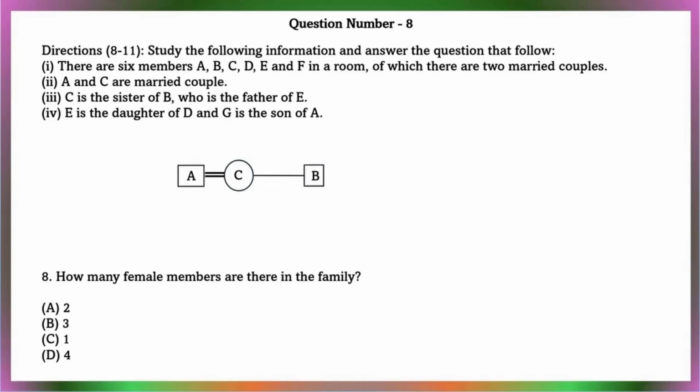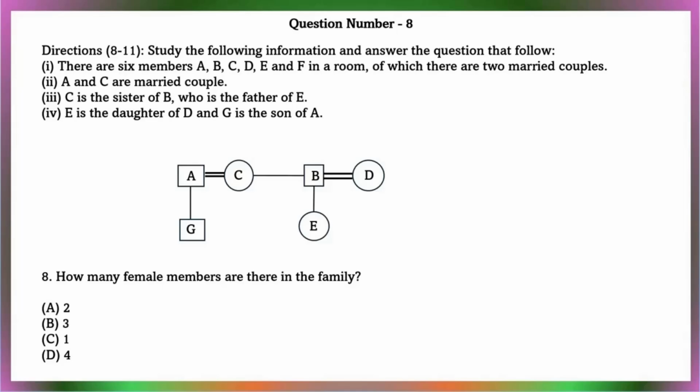C and B are siblings. B is the father of E. Now, consider the fourth one. E is the daughter of D and G is the son of A. Since B is already the father of E and E is also said to be the daughter of D, D must be B's wife, so E is the daughter of B and D. G is the son of A and C.